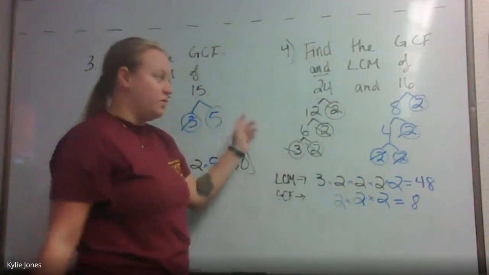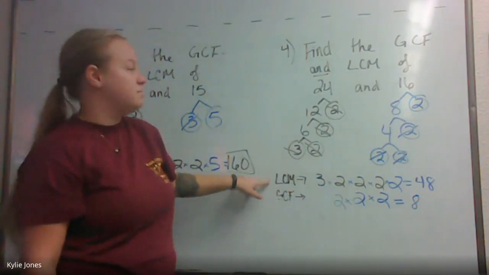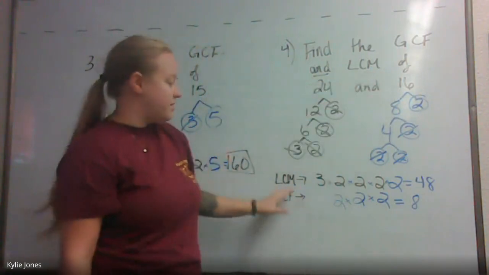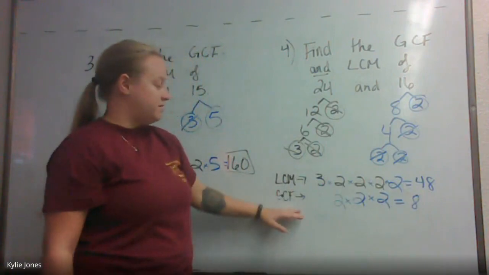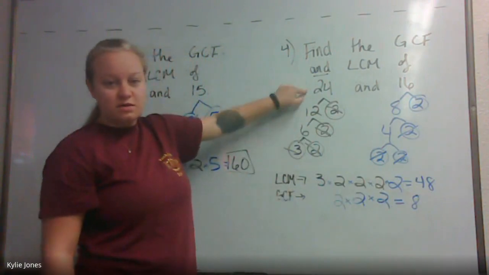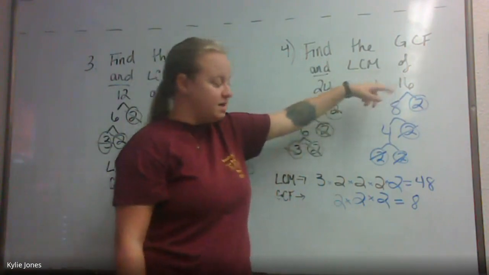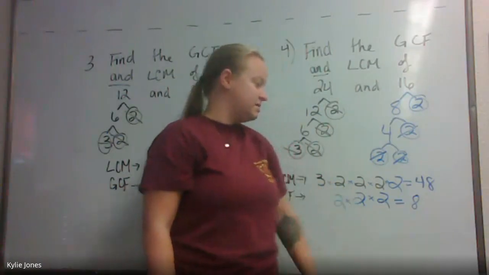Okay, so again, if we were to explain it, if we're trying to find the least common multiple and we skip count by 24 and skip count by 16, the first one they're going to have in common is 48. And then if we wanted to find the GCF and we listed out all the numbers that multiply to 24, all the numbers that multiply to 16, the biggest factor they have in common is 8.